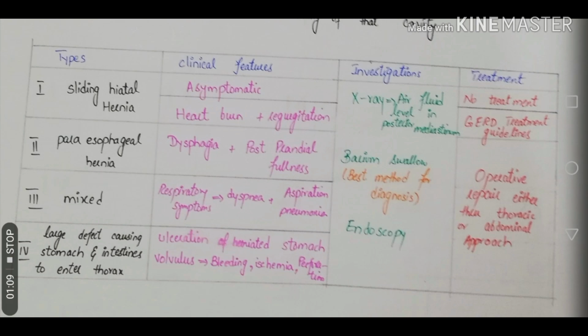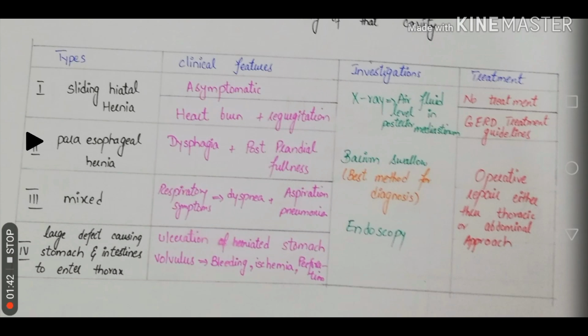Now how they will present. The first type, the sliding hiatal hernia, can either be totally asymptomatic and requiring no treatment, or it can present in the form of heartburn or regurgitation, as we have learned before that hiatal hernia, specifically the sliding type, is one of the etiologies for causing GERD. So all the treatment guidelines for GERD will be followed.